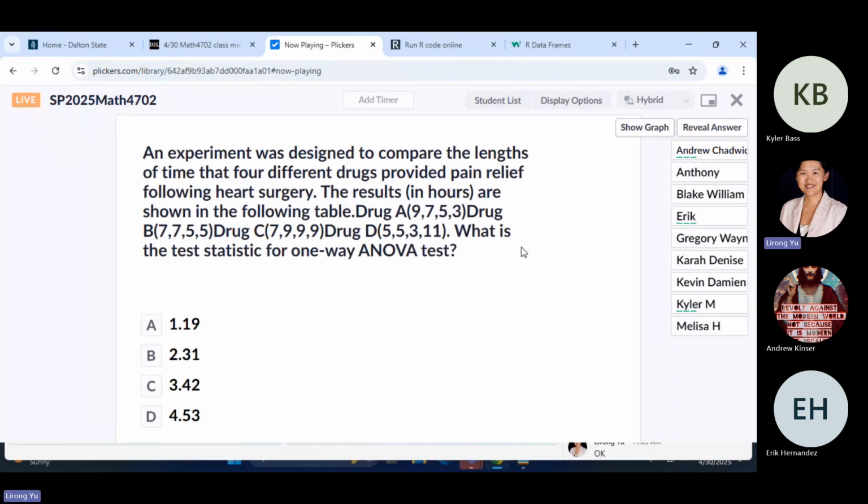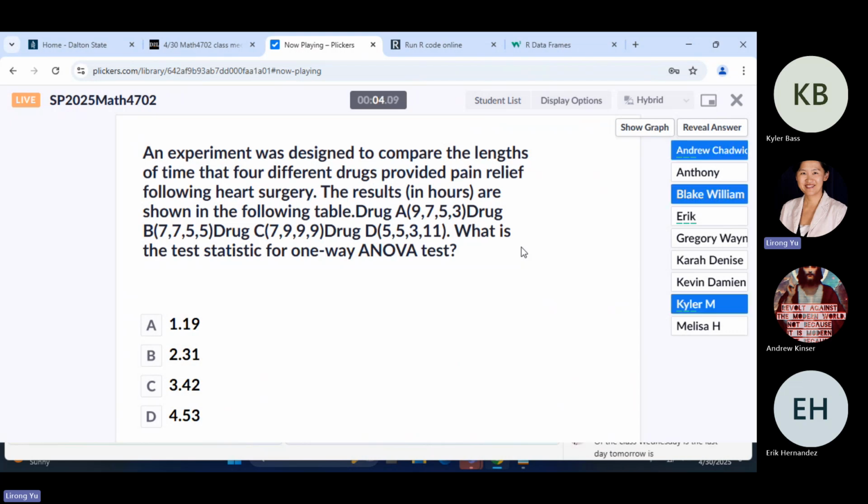Okay, let me collect your answer for the Flickr question so we can report today's attendance. It's the last day of the class. Wednesday is the last day. Tomorrow's the reading day. There are no more classes.